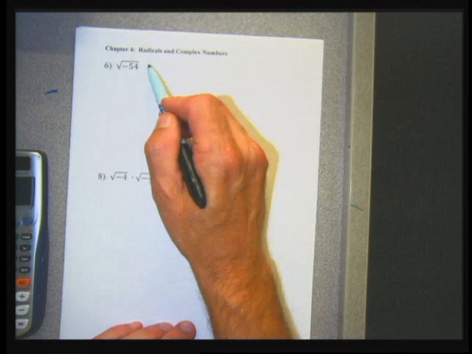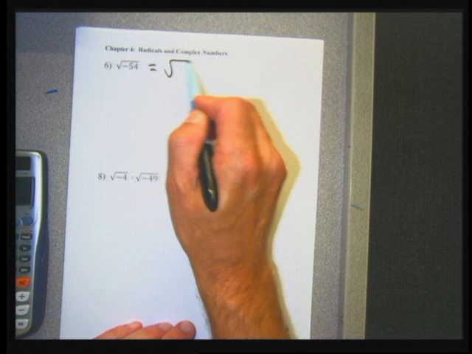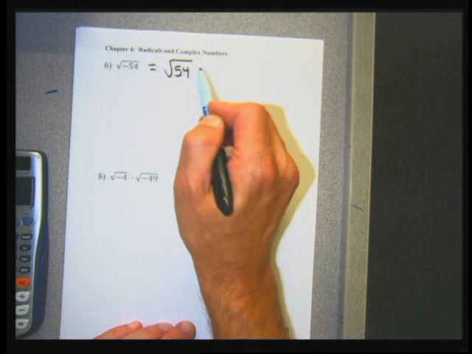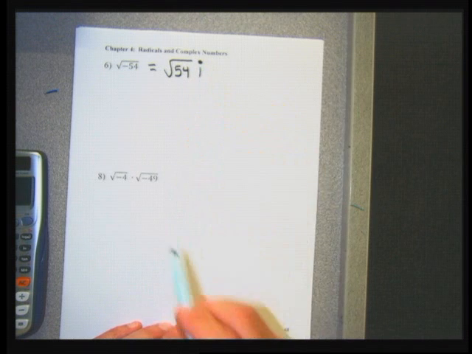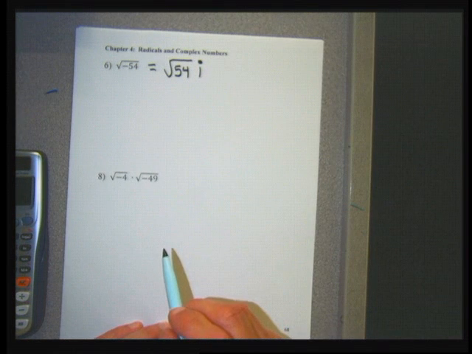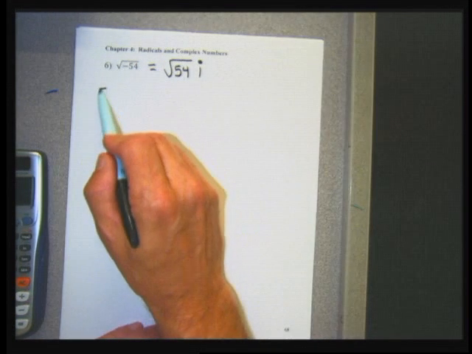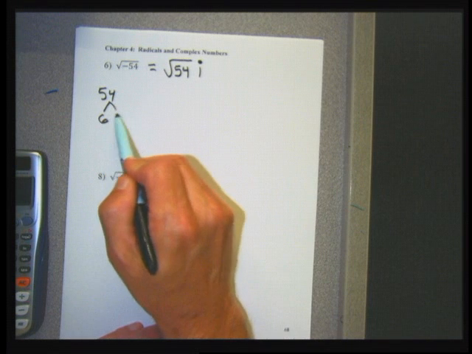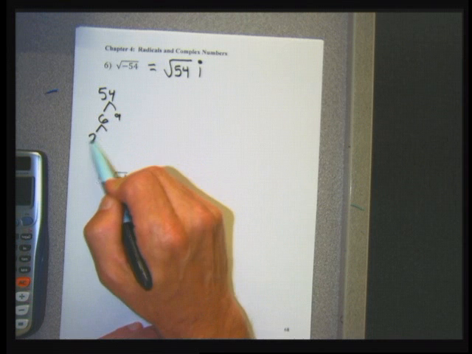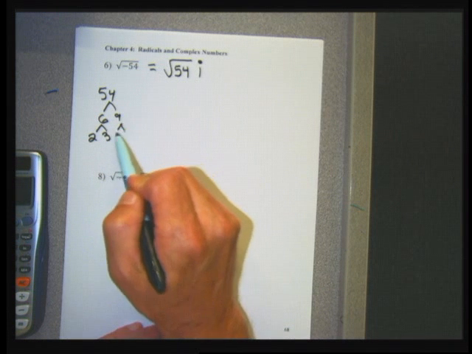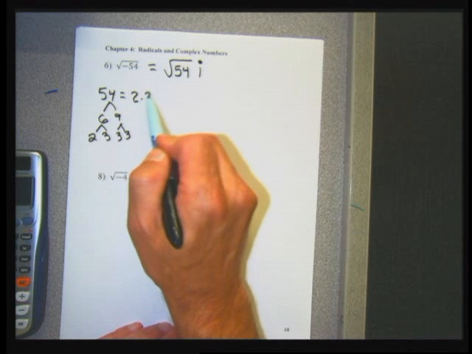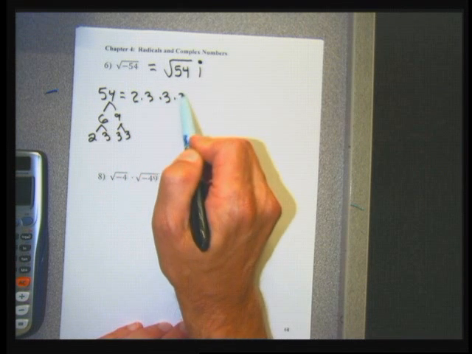For problem 6, it's a little bit trickier. I know that anytime I have a negative under a square root, I could turn that negative positive if I put an i outside the square root. That's an answer, but it's not the answer to this problem because the square root of 54 can be simplified. 54 is 6 times 9. 6 is 2 times 3. 9 is 3 times 3. So the prime factoring for 54 is 2 times 3 times 3 times 3.